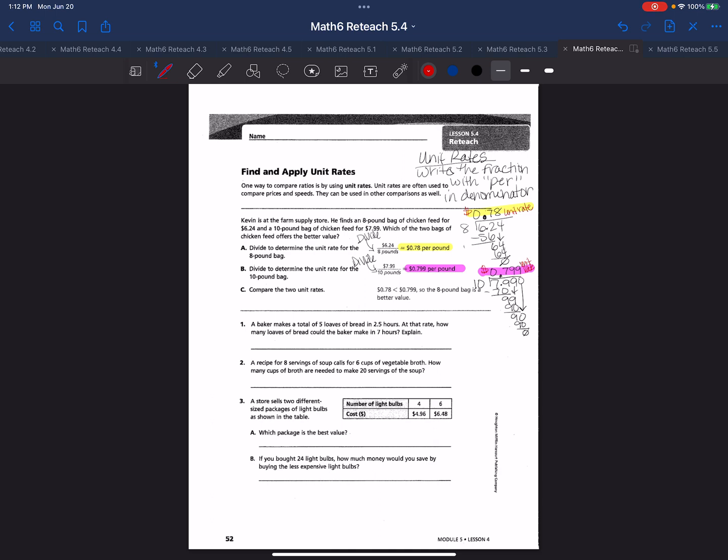If you want to review some problems on your own in your student book, these are similar to homework problems on page 165. All right, let's go on to the next one. A baker makes a total of 5 loaves in 2.5 hours. At that rate, remember a rate is a comparison between two quantities, so I have bread in hours. How many loaves could the baker make in 7 hours?